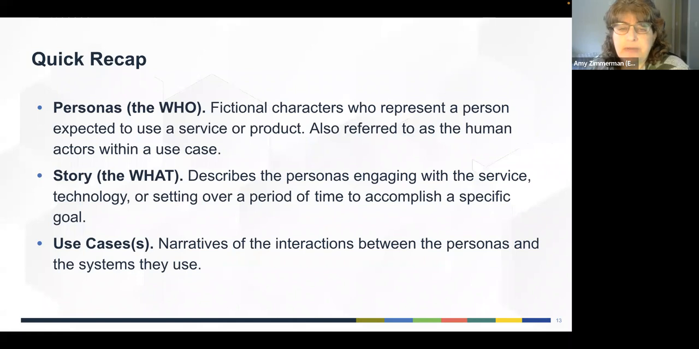Then we have the story, and that describes how the personas are engaging with the service and the technology, and the setting, really what we're trying to accomplish, the goal. And then the use cases are the actual narrative of the interactions between the systems and the personas in the system. So those are just the different components, just to refresh.